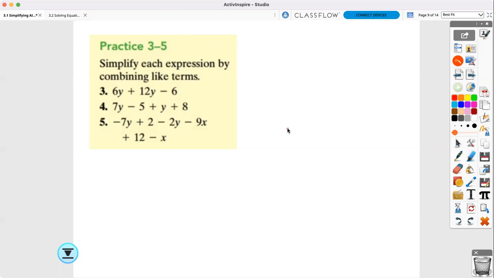All right, guys. What'd y'all get for these practice problems? What'd y'all get for number 3? I didn't finish 5, but for 3 and 4, I got 18y minus 6. And for 4, I got 8y plus 13.